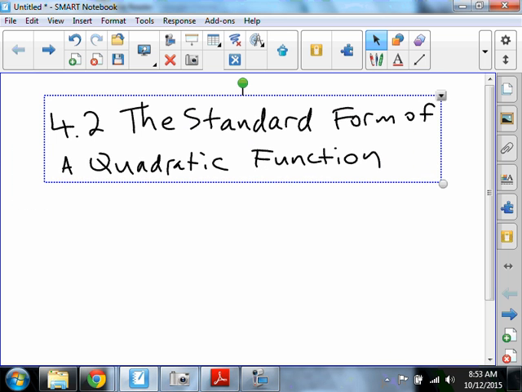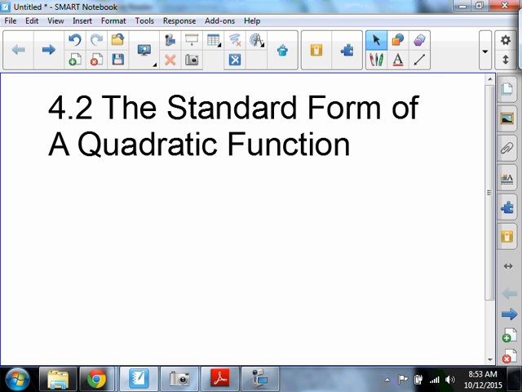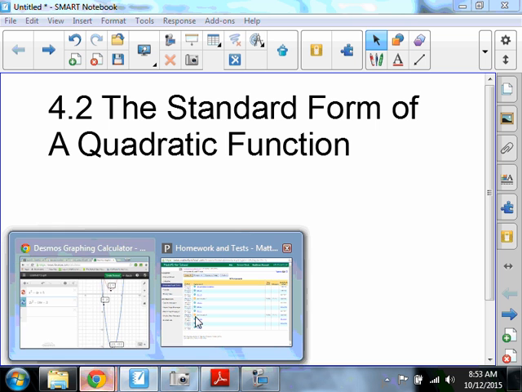There we go. My smart board. I was trying to shake it up so I could get all that to be one contiguous object there. There we go. The standard form of a quadratic function. The beginning of this is going to seem a little bit unusual, but that's okay.